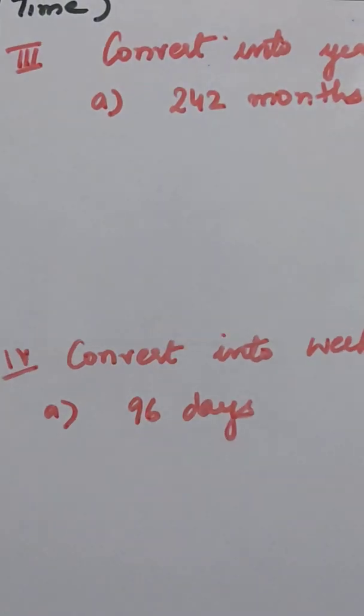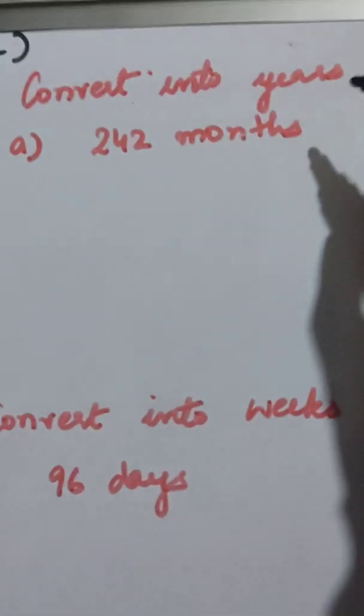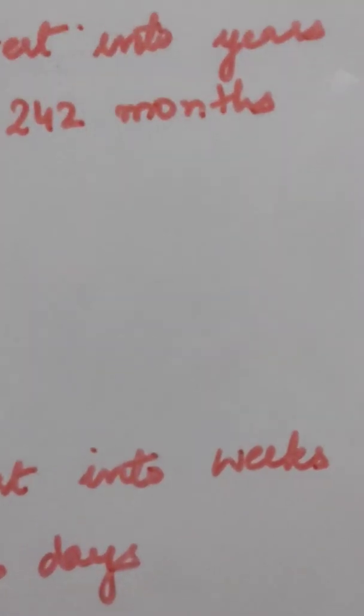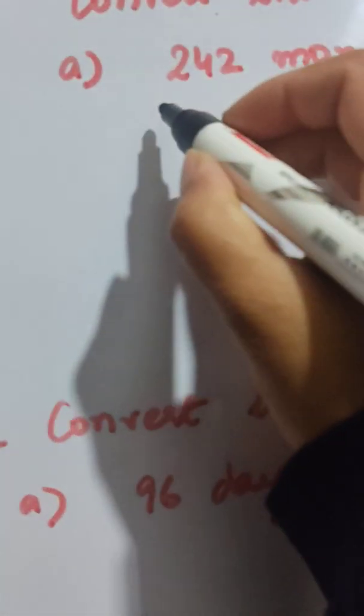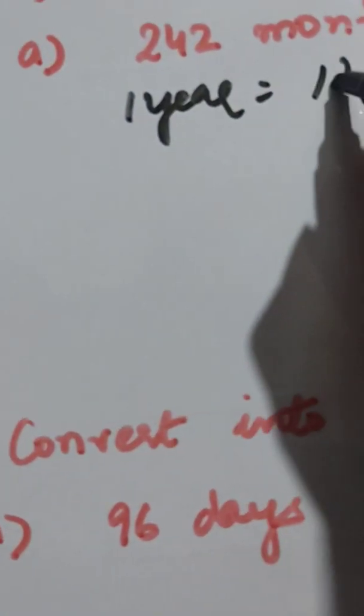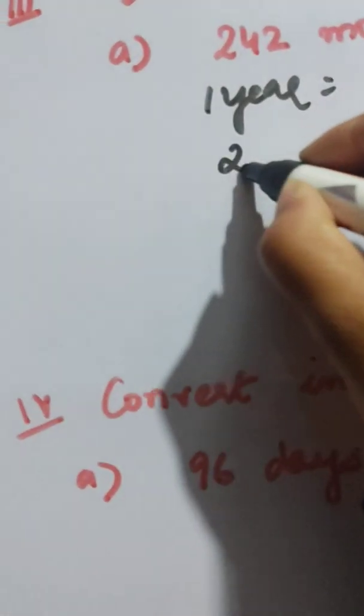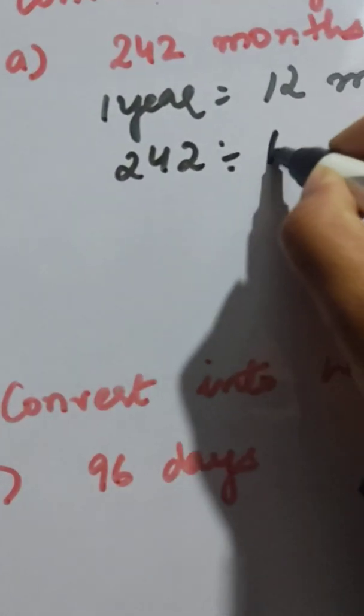Now the third sum is convert into years. That is months को years में करना है, smaller to bigger we are going to divide. So 1 year is equal to 12 months. इसके लिए आपको 12 का टेबल चाहिए. So 242 divided by 12.